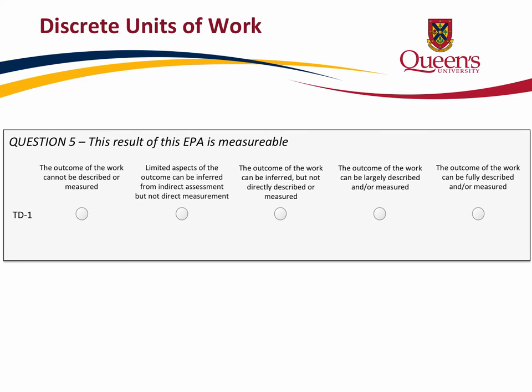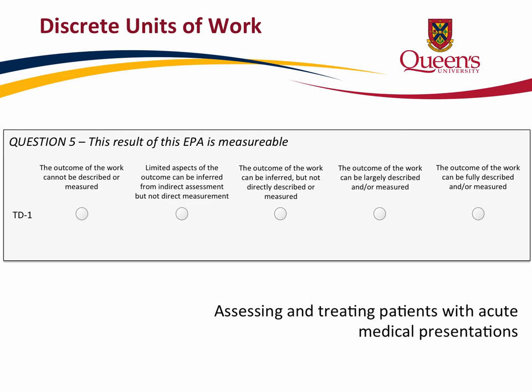The fifth item is that the outcome of the EPA is measurable. This may be measurable in descriptive terms, not just quantitative terms, but the EPA must have an outcome that can be directly judged. The first example, delivering care professionally, just describes how something is done. There is no associated product of the work. In contrast, assessing and treating patients with new and acute medical presentations has an outcome that can be well described. Certain aspects of the outcome, including certain complications of treatment, may only be captured indirectly, but largely the outcome from this EPA can be clearly judged.